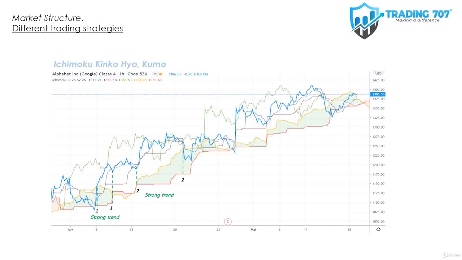Later on, we observe that Google price suddenly penetrates the Kumo cloud, which ends the strong uptrend. The cloud will therefore shrink and give way to a period of uncertainty as to the evolution of the price. In addition, Google share price will several times come out and then penetrate the cloud again.